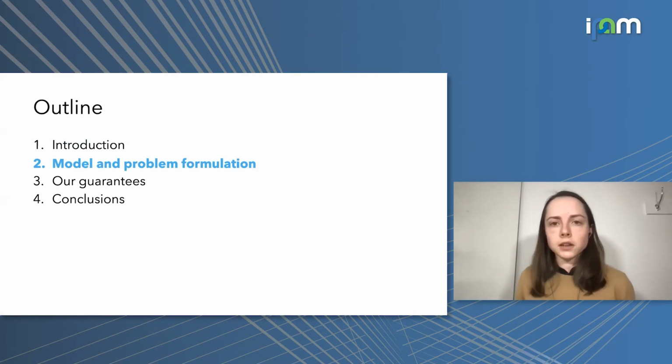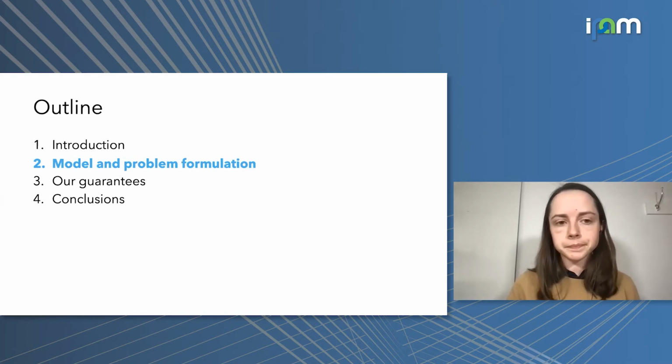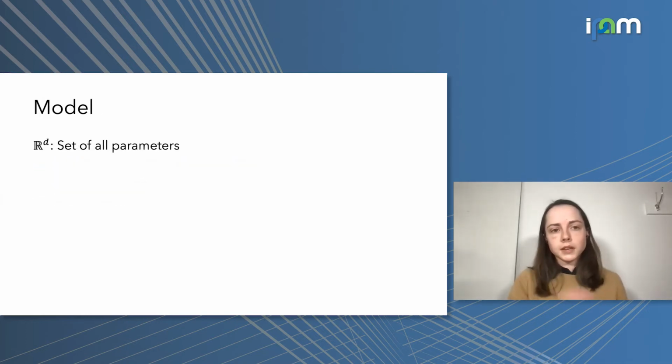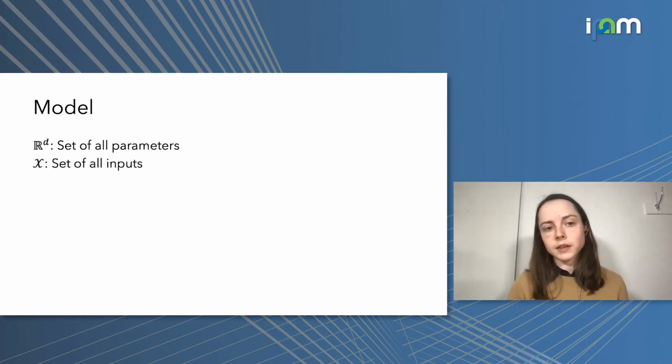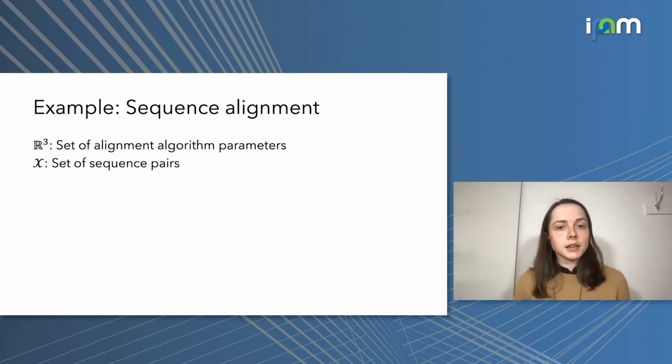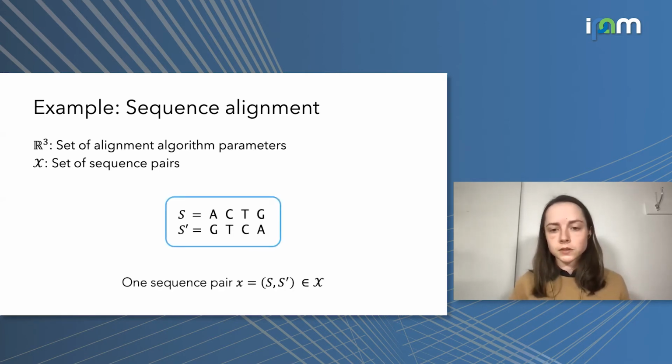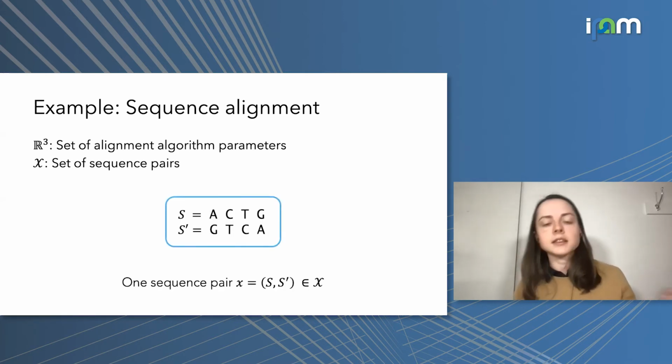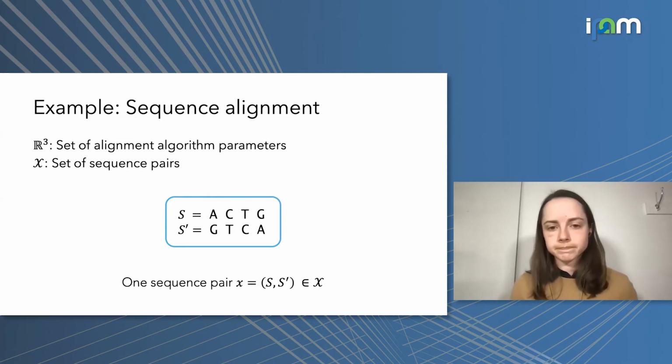Okay, so now I'm going to tell you a bit more formally about our model and the problem formulation. So in our model, R^d is the set of all parameter settings, and X is the set of all inputs to our algorithm. So in this sequence alignment example, we had three tunable parameters, so the set of all parameter settings is R^3, and X would be a set of sequence pairs. So one element of the set X is a pair of sequences.